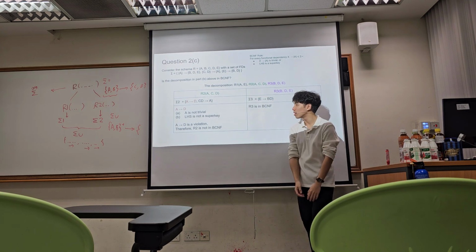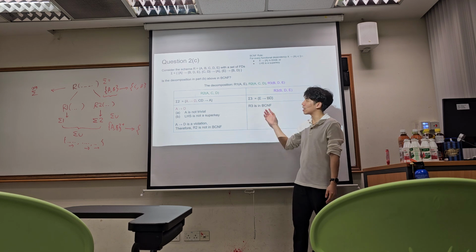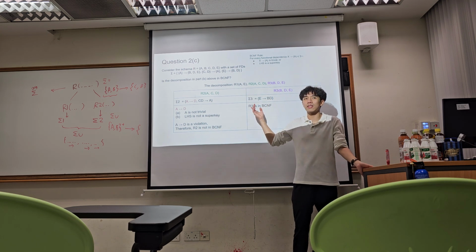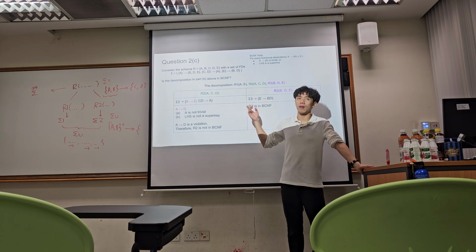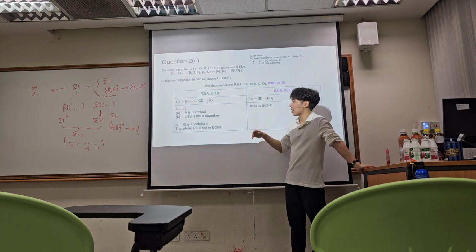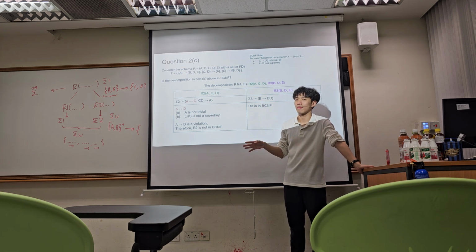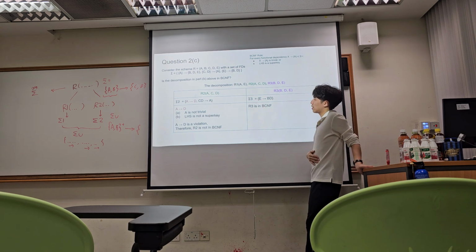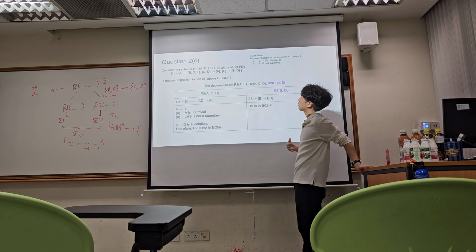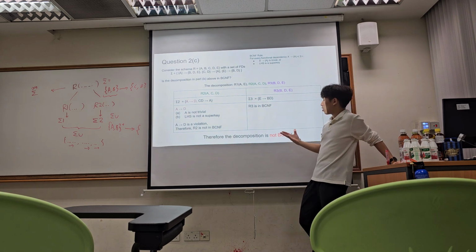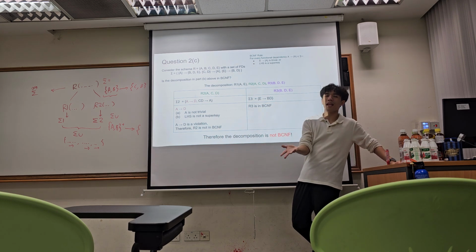So what does this mean? We have one violation, but the others are not. R1 and R3 are not violations. R2 is a violation. Is this decomposition in BCNF in the end? No, because there's one violation. As long as there's one violation, the whole thing is a violation. Therefore, this decomposition is not in BCNF.